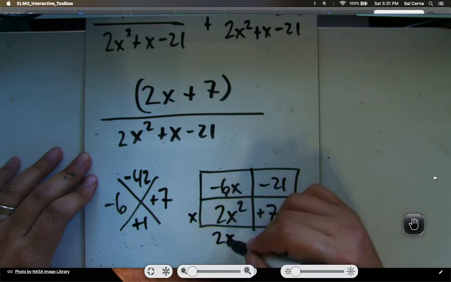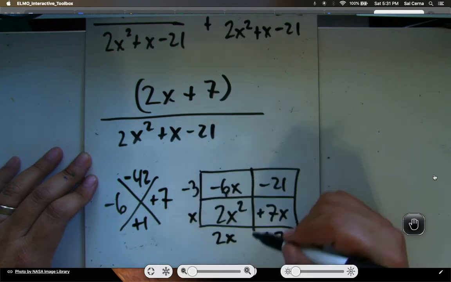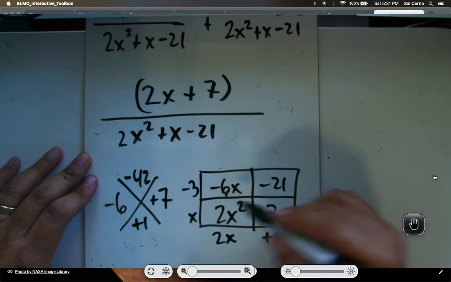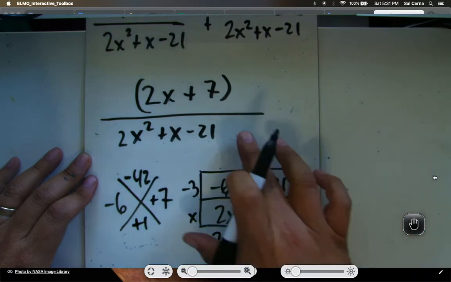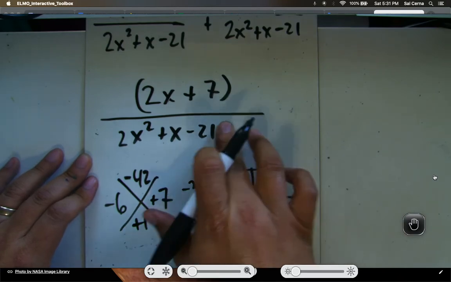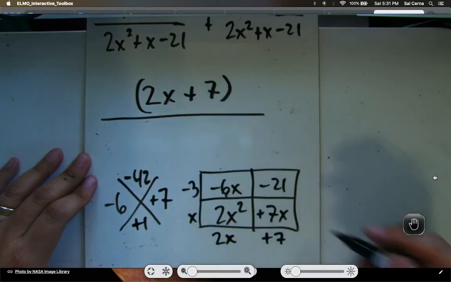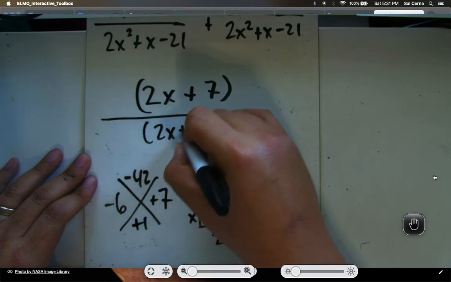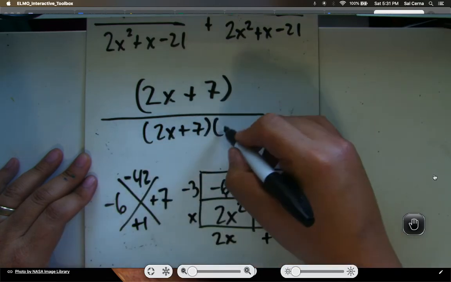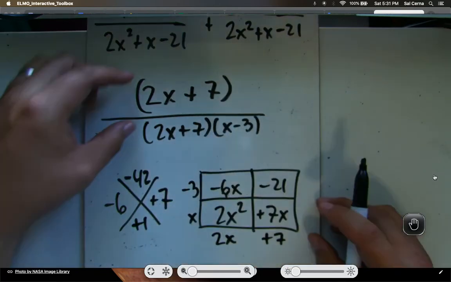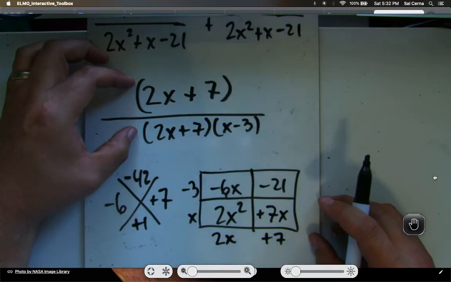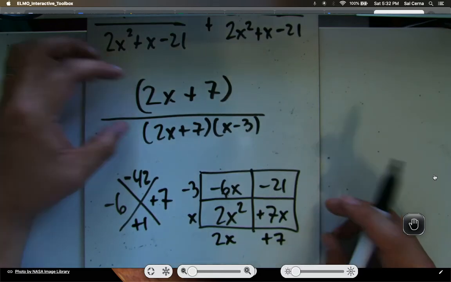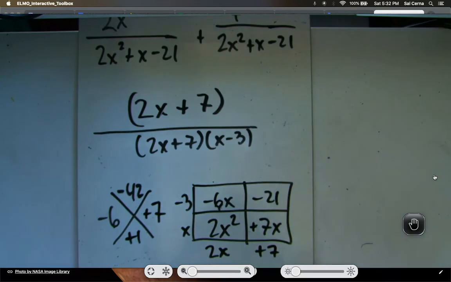Negative 6x divided by 2x is negative 3. Yes, because negative 3 times 2 is negative 6. And to verify, negative 3 times positive 7 does equal negative 21, it does. And now what's happened is my factors are 2x plus 7 times x minus 3. And notice that these two are identical, numerator and denominator, identical binomials. Therefore, when I divide them, they're equal to 1, right? So this becomes 1.